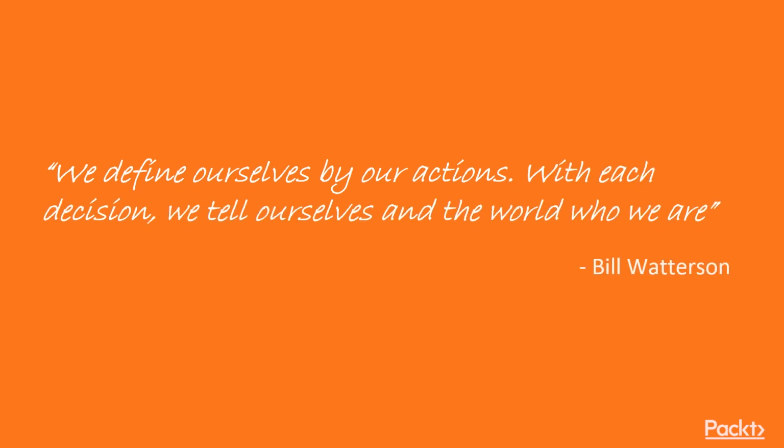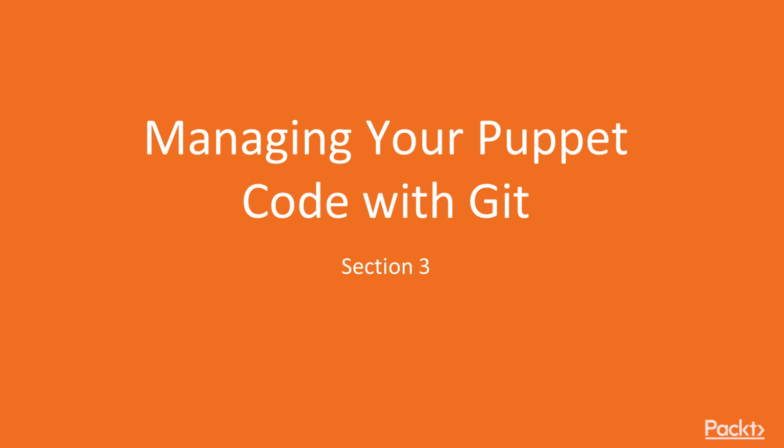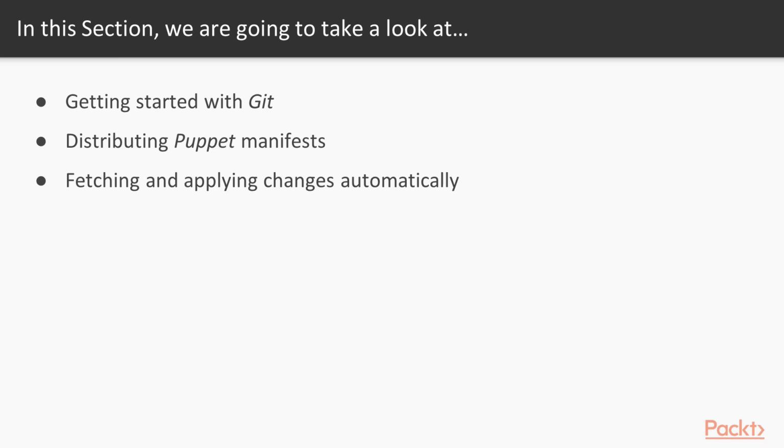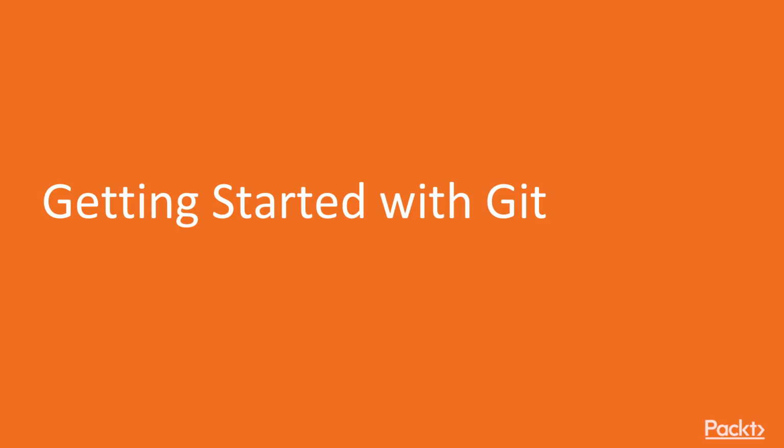Bill Walterson. Hello, viewers. This is the next section, Managing Your Puppet Code with Git. In this section, we'll learn how to use the Git version control system to manage your Puppet manifests. We'll also see how to use Git to distribute the manifests to multiple nodes, along with fetching and applying changes automatically. Moving on to the first video, let's get started with Git.